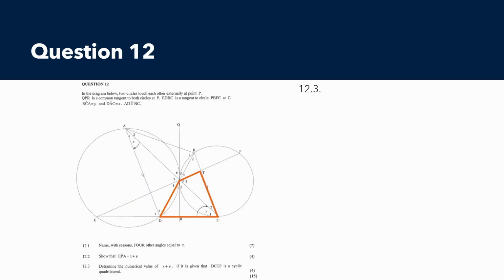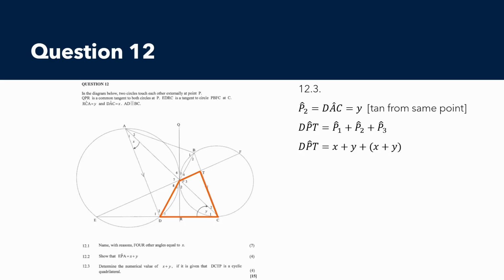Moving on to question 12.3. Determine the numerical value of x plus y if it is further given that DCTP is a cyclic quadrilateral. First step, I went on to say angle P2 is equal to angle DAC, and they're both equal to y. My reason was tangents from the same point. And I went on to say angle DPT is equal to angle P1 plus angle P2 plus angle P3. As you can see in my diagram, I've highlighted in orange.